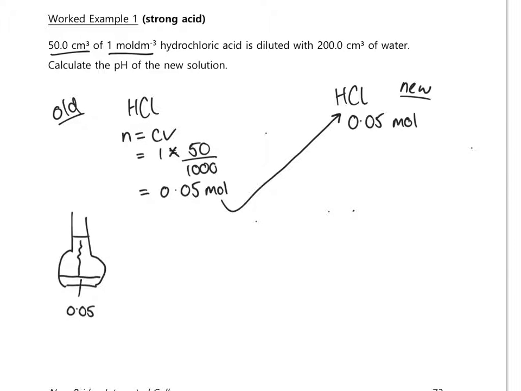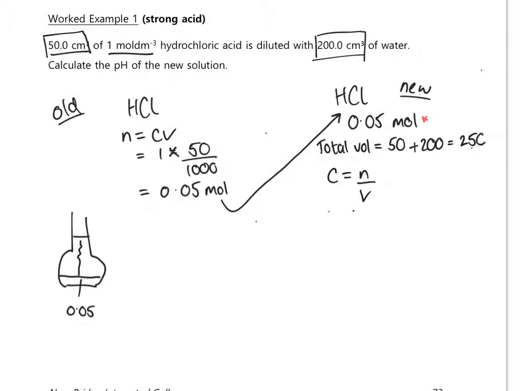So back to working out the concentration of my new solution of hydrochloric acid, I need to divide the number of moles, which I know is 0.05 moles, by the volume. But before I do that, I need to work out what the total volume is, because I'm going to be using the equation c equals n over V. So I need to work out what my new total volume is. Okay, so I had 50 centimetres cubed of hydrochloric acid, and I then added 200 centimetres cubed of water. So the total volume of my solution is now 250 centimetres cubed, which is 0.25 decimetres cubed.